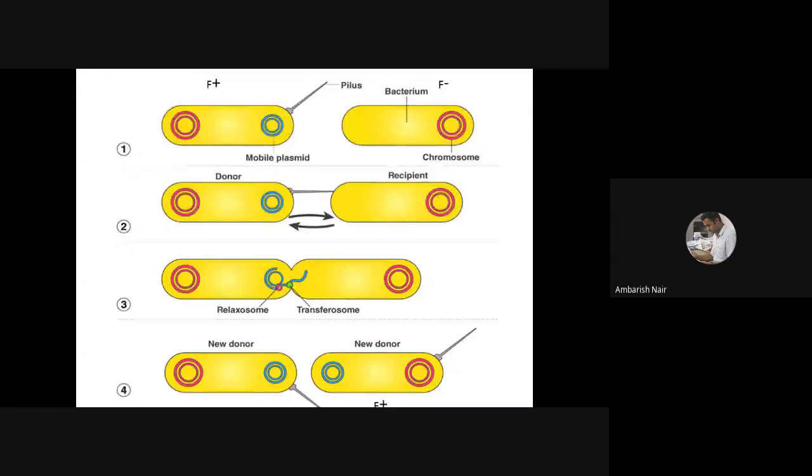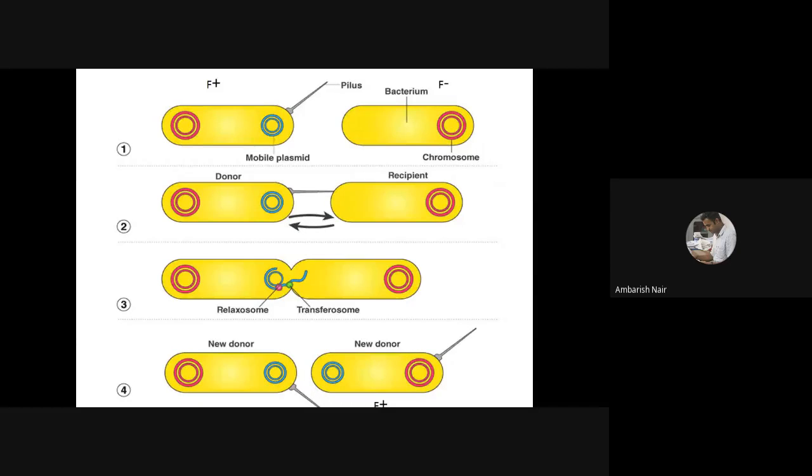So once it forms the cellular connection, what happens? This double-stranded extra chromosomal DNA is what you call a plasmid, no? Plasmid means double-stranded extra chromosomal DNA, not chromosomal DNA. So there will be molecules called relaxosome and transferosome. Those are enzymes, which will cut one strand and relax that plasmid and allow a portion of the plasmid to move to the recipient cell.